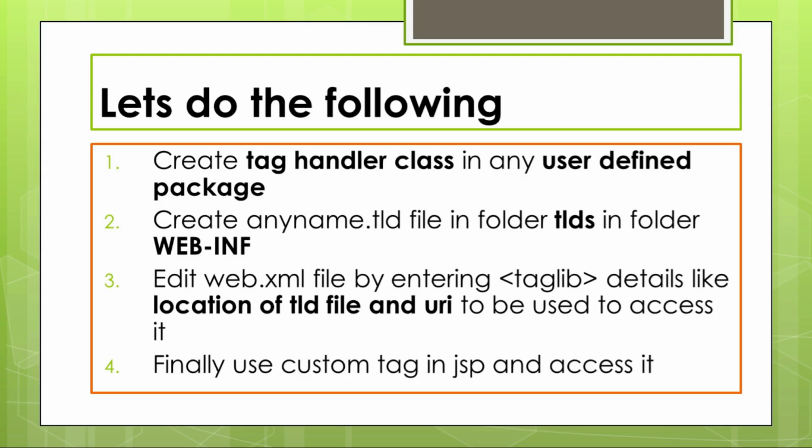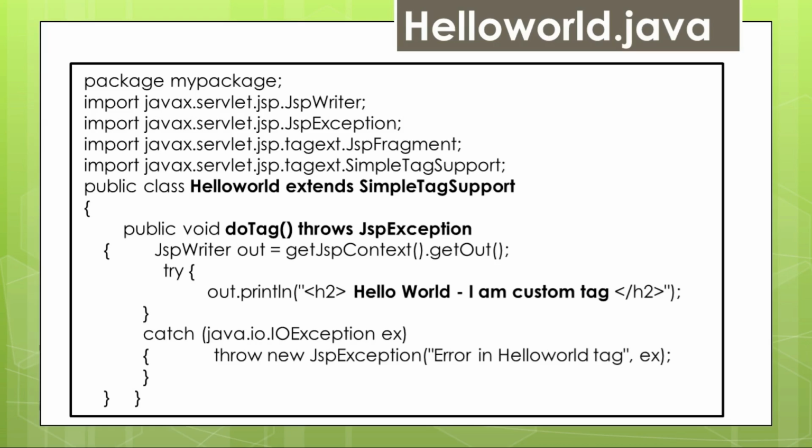Why do we need to set a URI? Because we cannot use the entire physical location in our programs. We need to set some usable name using a URI so that that name can be used in the JSP file. Finally, we are going to write a program and see the output. This is what we are going to do. This is the hello-world.java file. Basically, it's a servlet file. I should not call it a servlet file. I already told you it is a tag handler class.